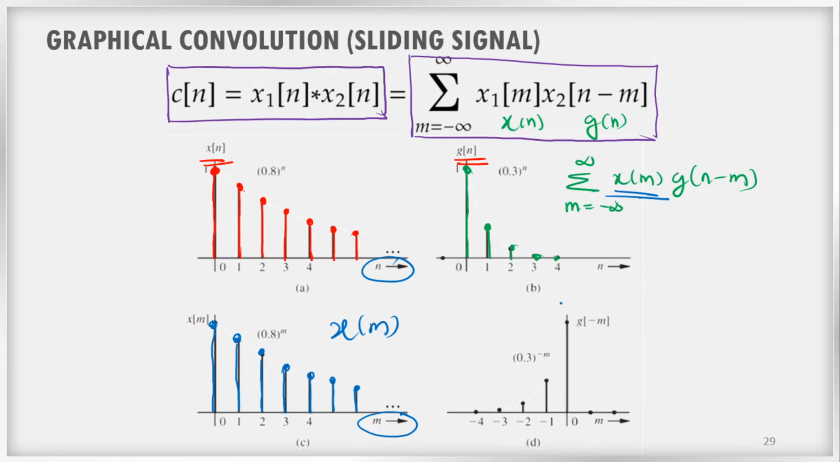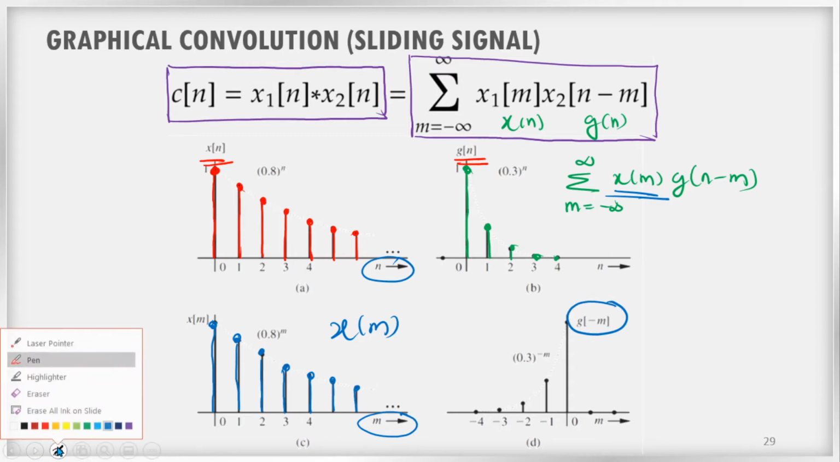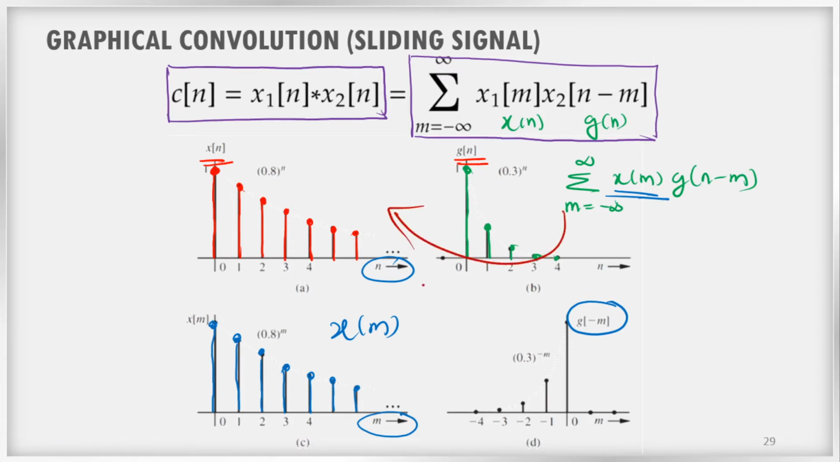Now what I have to do is reverse g of m. The second signal I have to reverse. How to reverse? I have to flip it horizontally, like this. So what happened? The value at 4 will come to minus 4. The value at 3 will come to minus 3. The value at 2 will come to minus 2, and the value at 1 will come to minus 1, and the value at 0 will remain there itself, because we are flipping it with respect to the vertical axis.